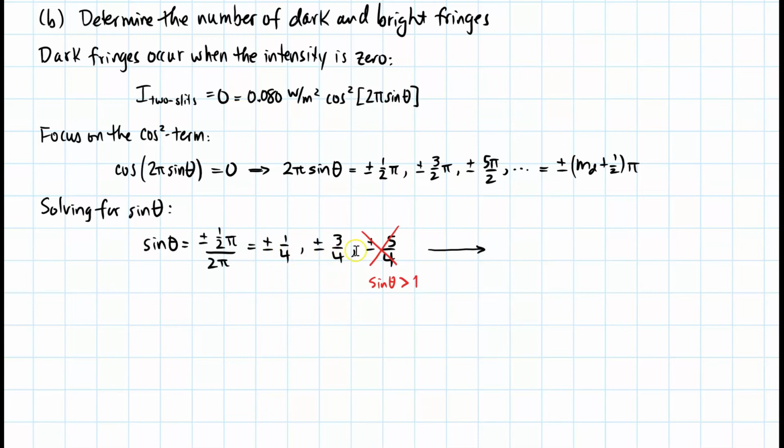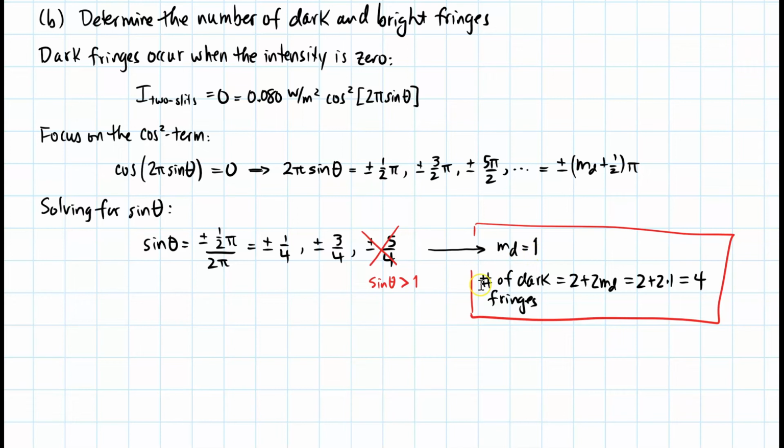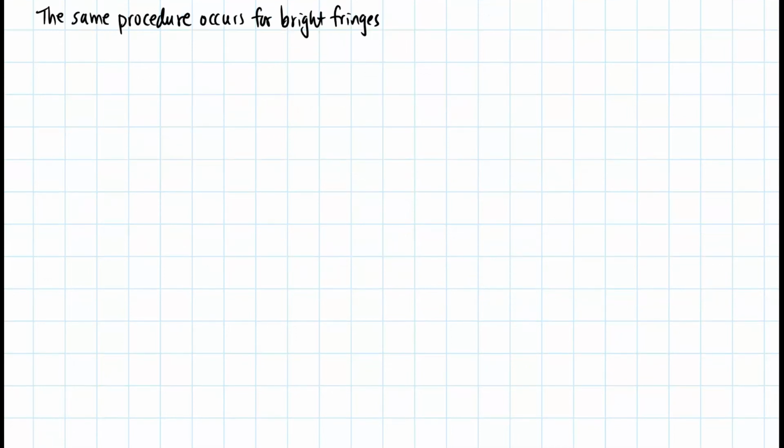This tells me then that there are going to be 2 dark fringes on each side, so therefore MD must be equal to 1. If MD is equal to 1, then the number of dark fringes, which is 2 plus 2MD, gives us 4 dark fringes, exactly what we just expected. We then apply the same procedure for bright fringes.